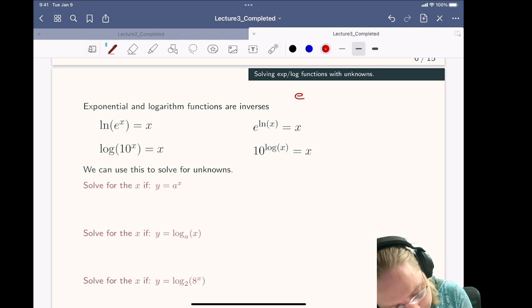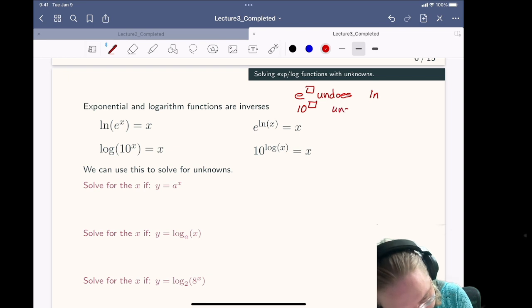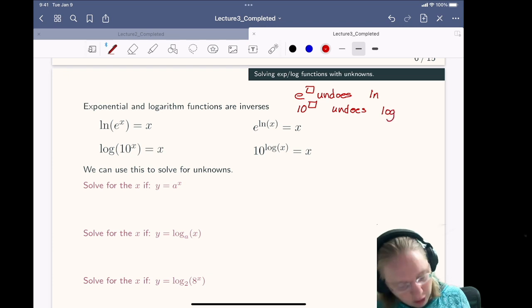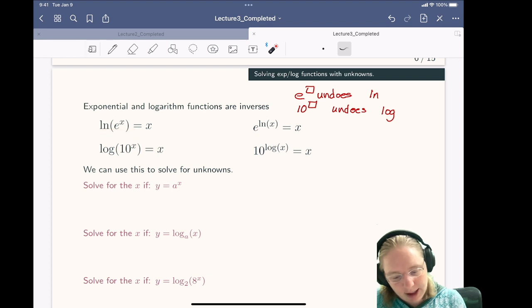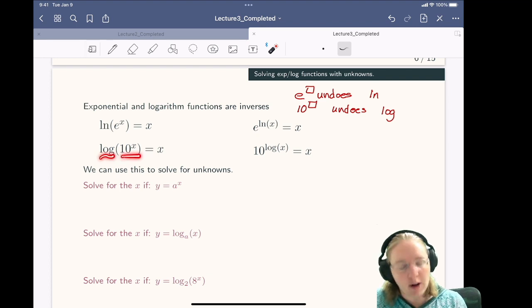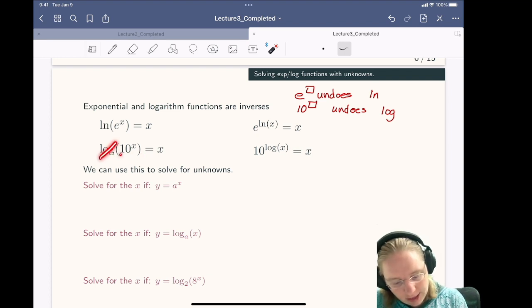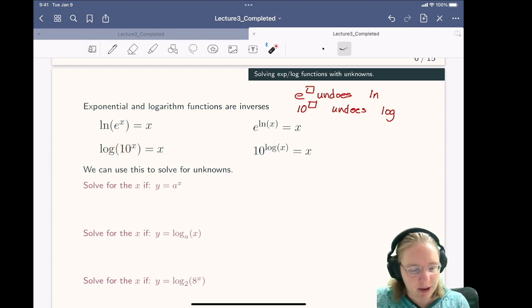So e undoes ln, and 10 to the power undoes the common log. So, for example, the natural log of e to the x, the ln and the e can kind of cancel, and we end up with x. And if we have the common log of an argument of 10 to the x, the log and the 10 cancel, and we just end up with x.